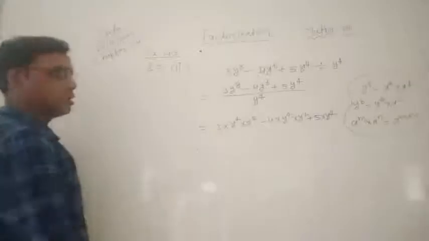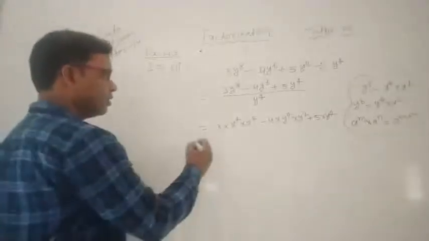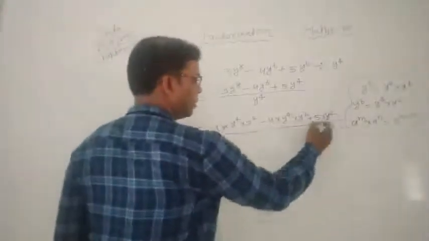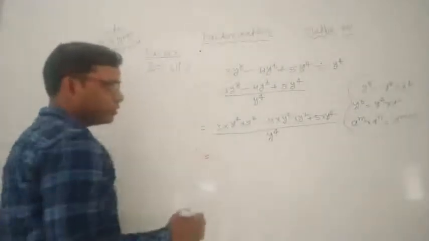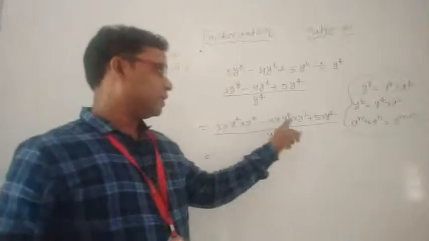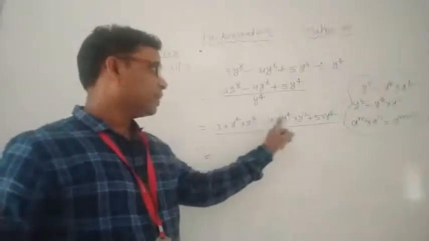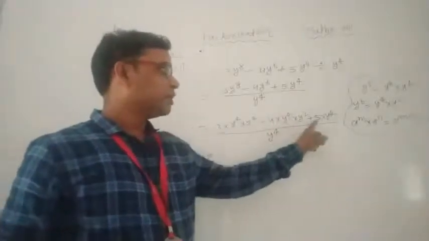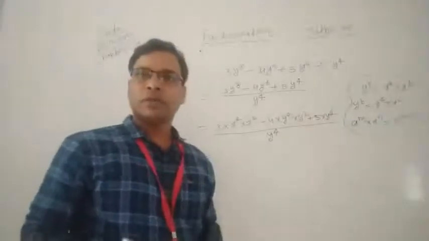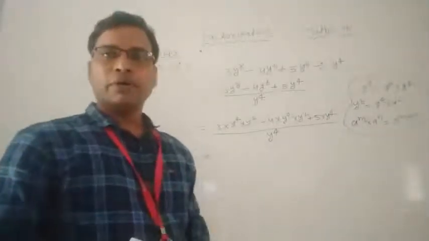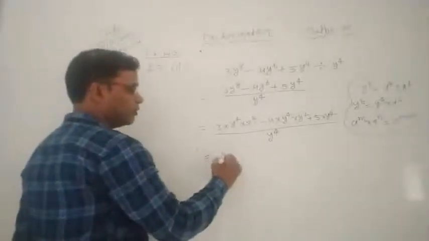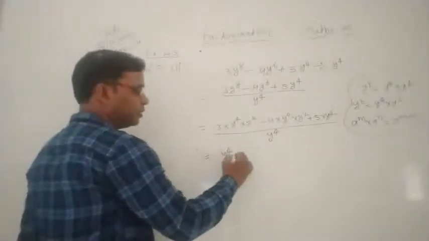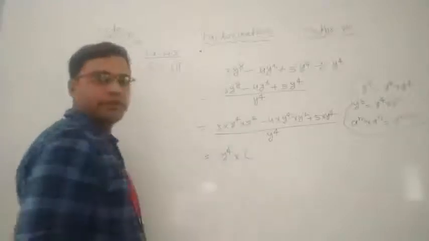Okay, so divide by y power 4. So student, you can see what is common in each term. The first term is y power 4, the second term is also y power 4, the third term is also y power 4. So you can take common y power 4. Then you obtain y to the power 4 into, in brackets, you know very well how to take common.